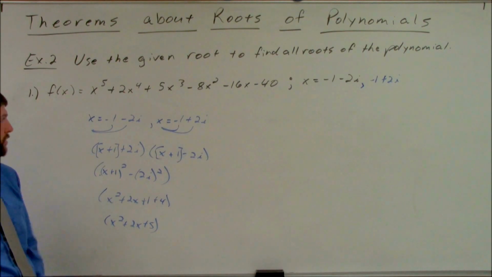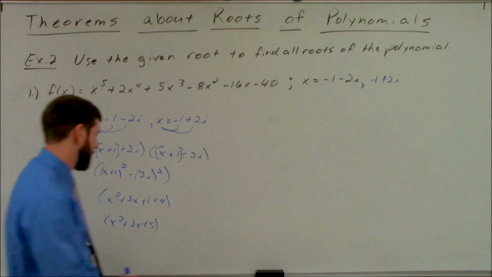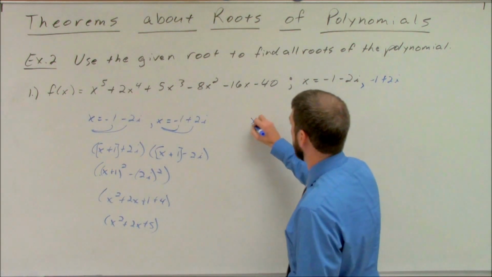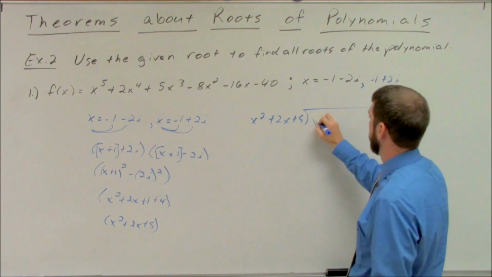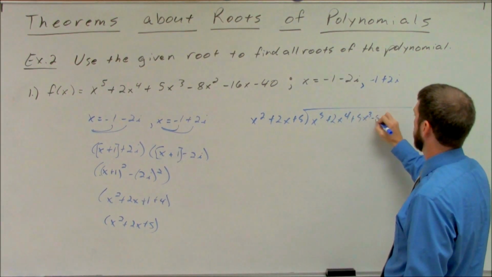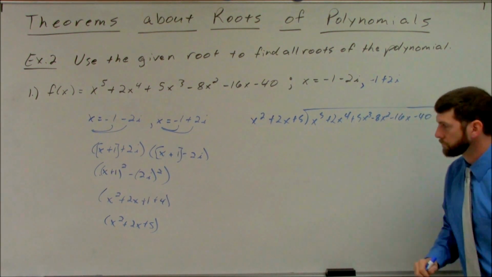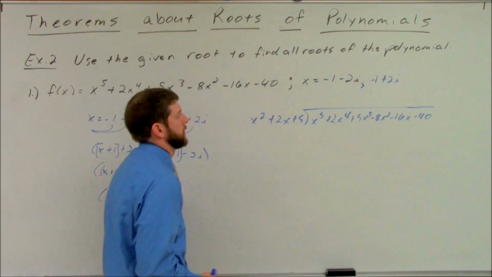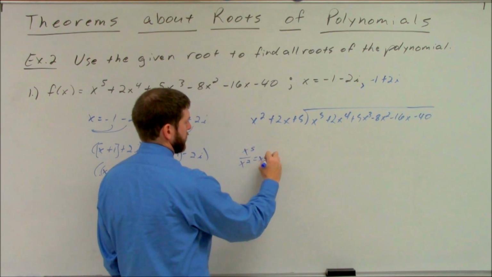So we know this quadratic is one factor of this polynomial. Well, to get the other factor, we just divide. Well, when we're dividing by a quadratic, we know we've got to use long division. So x squared plus 2x plus 5 divided into x to the 5th, 2x to the 4th, 5x cubed minus 8x squared minus 16x minus 40. And we just go through our long division steps: first divided by first, multiply, subtract, repeat. So first divided by first: x to the 5th over x squared equals x cubed.